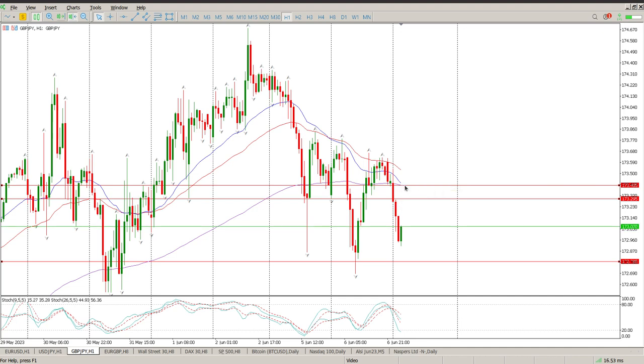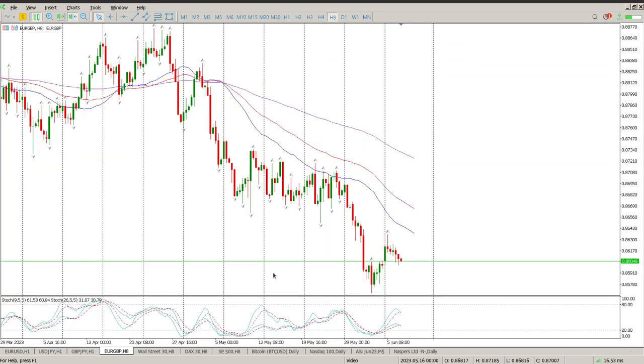That's going to be 173400. So want to be short off there, see what price does, and then move down. Just be very wary, because that's going to be a big up, big down for the day.